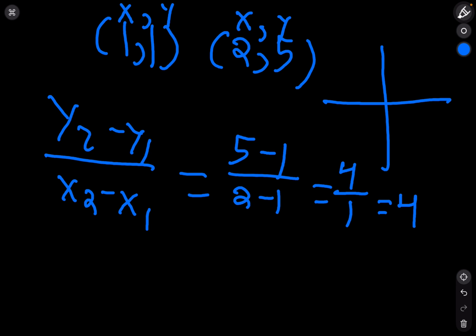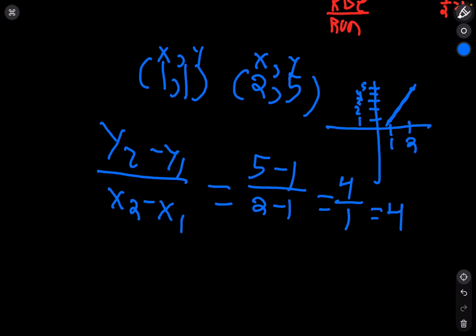And this makes sense because if you graph it, let's just say this is 1, then this would be 2. You can see how this is really, really steep. It's way steeper than 1 or 2. You can see how this slope is very, very steep because of the coordinate line.